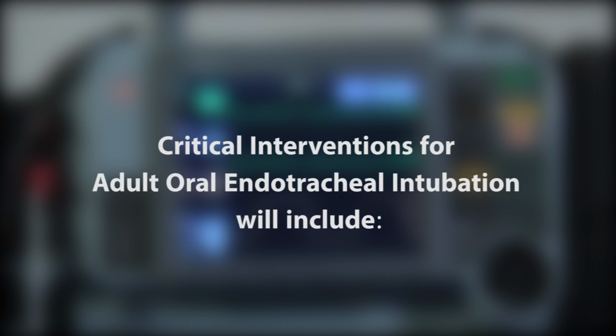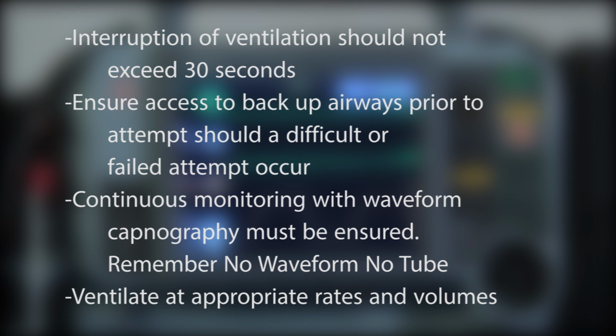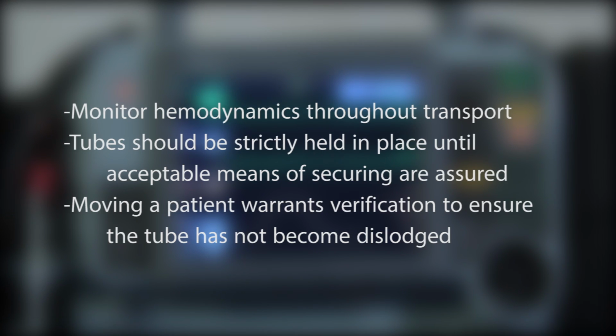Critical interventions for adult oral endotracheal intubation will include: interruption of ventilation should not exceed 30 seconds. Ensure access to backup airways prior to attempt should a difficult or failed attempt occur. Continuous monitoring with waveform capnography must be ensured. Remember, no waveform, no tube. Ventilate at appropriate rates and volumes. Monitor hemodynamics throughout transport. Tube should be strictly held in place until acceptable means of securing are assured. Moving a patient warrants verification to ensure the tube has not become dislodged.